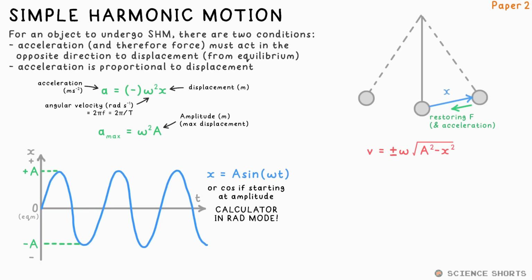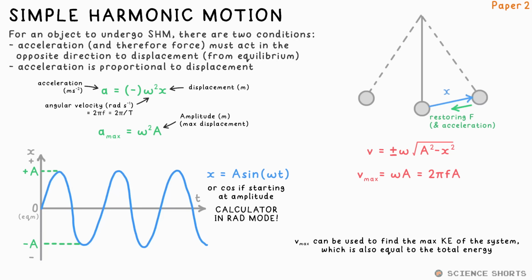Luckily, it's fairly unlikely you'll have to use this, as more often than not, we're just concerned with the maximum velocity, which has to be at equilibrium. That's where x equals 0. So that means Vmax equals omega A, or 2 pi fA. This is an important equation because it allows us to find the maximum kinetic energy if we use this speed in half mv squared, and the maximum kinetic energy is equal to the total energy of the system.